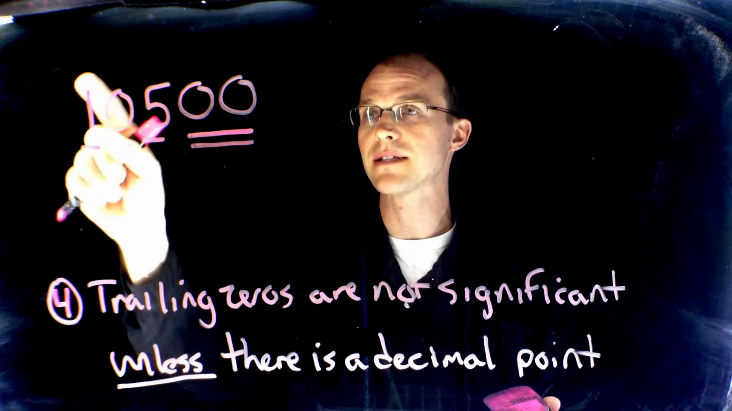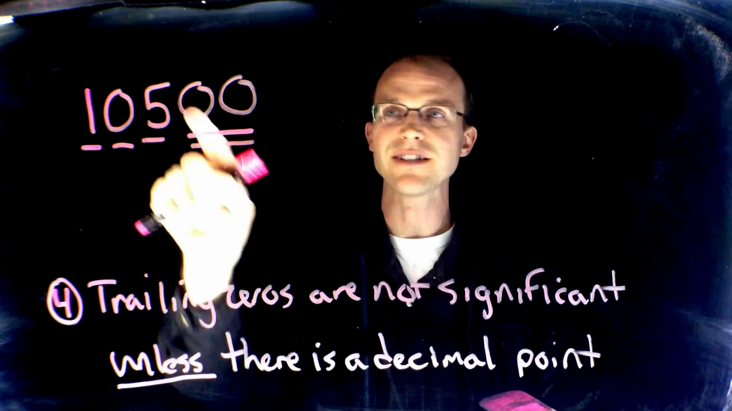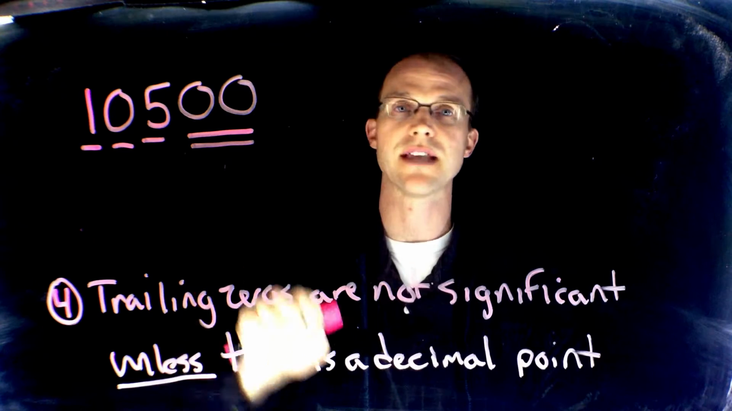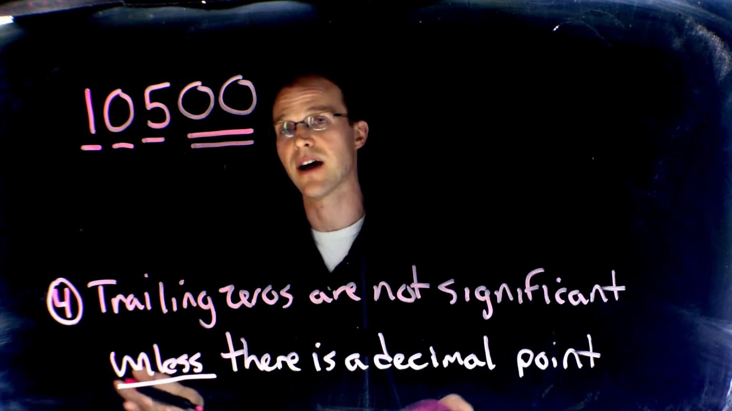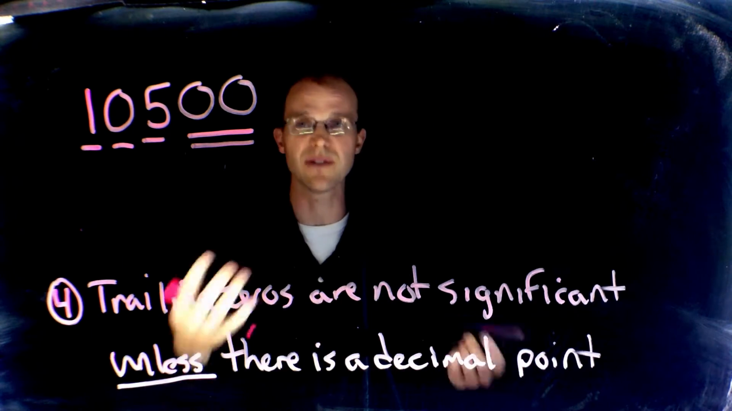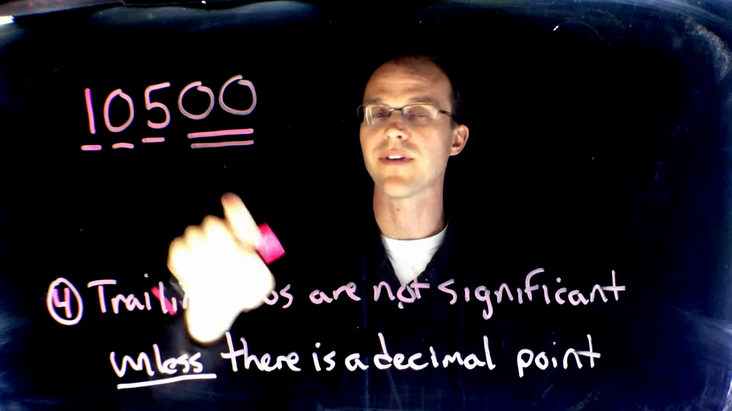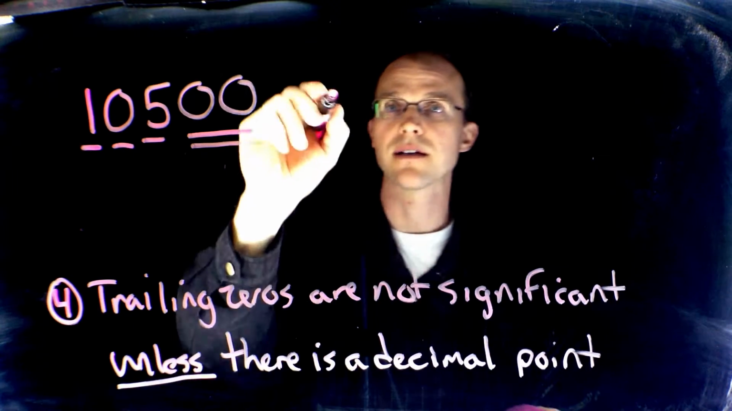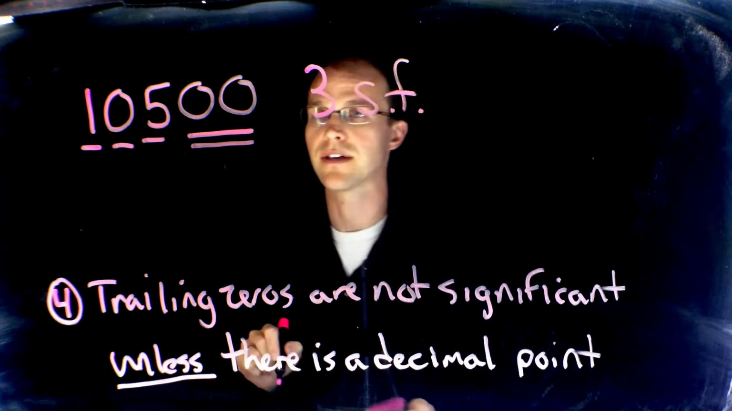What does that mean? It means that someone knows that this is 10,500, but they actually don't know what the value of these next digits are. It could be 10,534, 10,507, 10,543. We don't really know. So we don't know these values, but we know these values. That's what significance means. And so we call this having 3 significant figures.